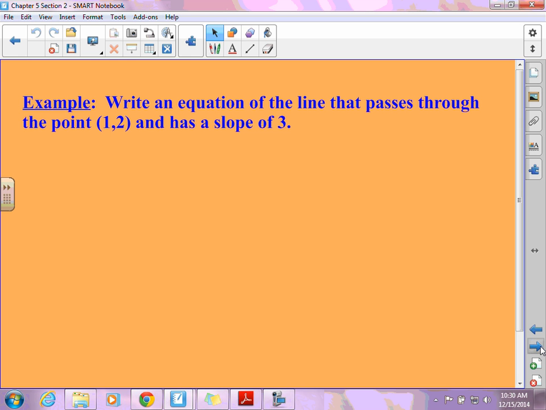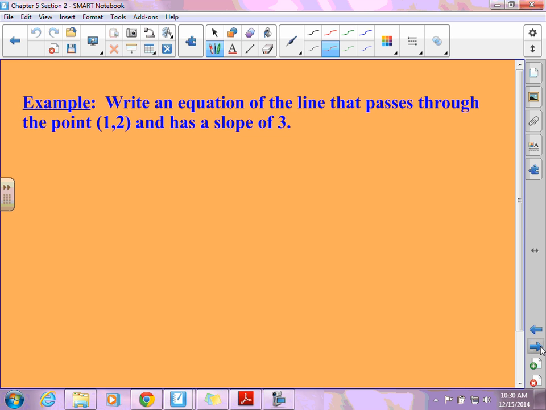Remember, if we have the y-intercept, x was 0. It was always 0, and it was the number that was paired with the 0 that was our y-intercept. So today, write an equation of a line that passes through point (1, 2) and has the slope of 3. Right? So first of all, I know my slope is 3, but I don't know my y-intercept, do I?